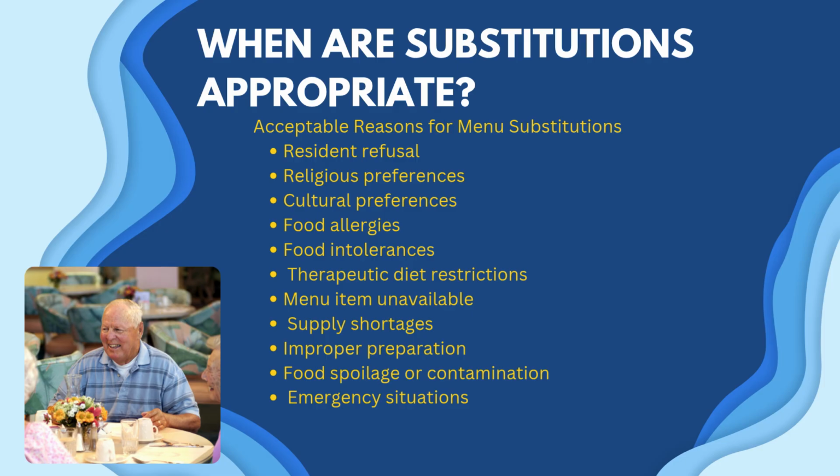Substitutions may occur for many reasons. Sometimes a resident simply dislikes a food. Other times a food item may be unavailable, improperly prepared, or unsafe to serve. In all situations, we must ensure the substitute remains appropriate. Acceptable reasons for menu substitutions include resident refusal, religious preferences, cultural preferences, food allergies, food intolerances, therapeutic diet restrictions, menu item unavailable, supply shortages, improper preparation, food spoilage or contamination, and emergency situations.